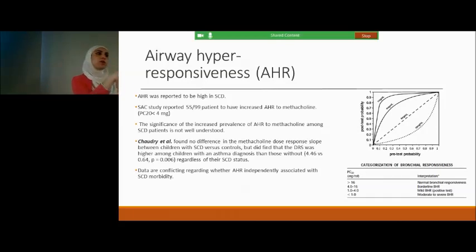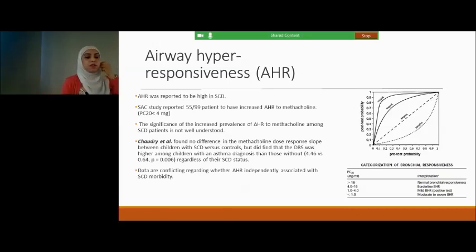So for them to use airway hyperresponsiveness as a methodology to say that kids with sickle cell disease have more asthma is not very accurate. That's why I chose to put this slide for you guys. So in a nice study, the sickle cell and asthma cohort, as you can see on the slide, they reported almost 50% of the kids that they studied to have positive methacholine challenge tests of more than 4 milligrams, which is the cutoff value for diagnosing asthma.